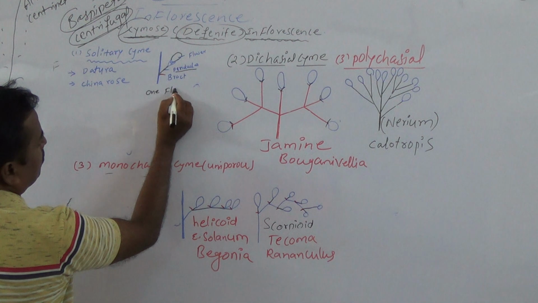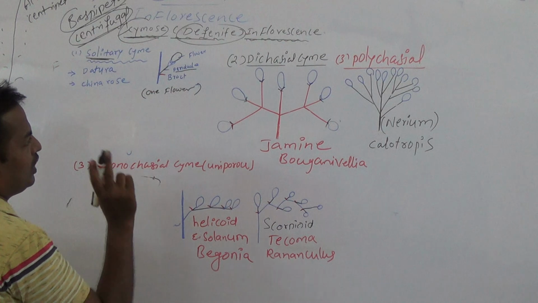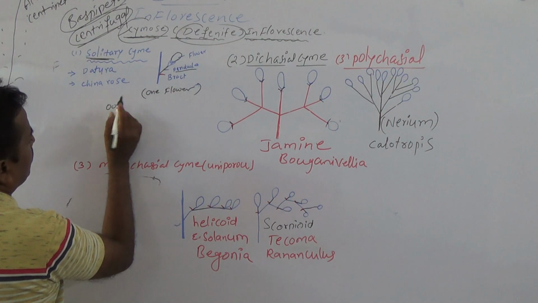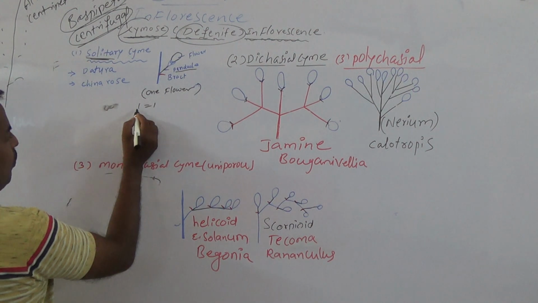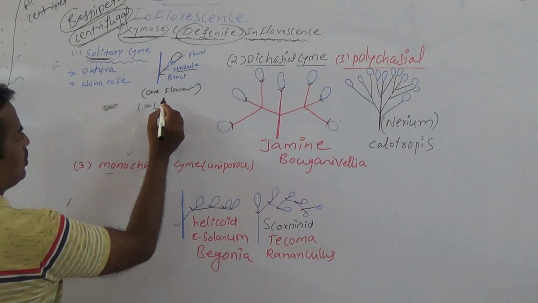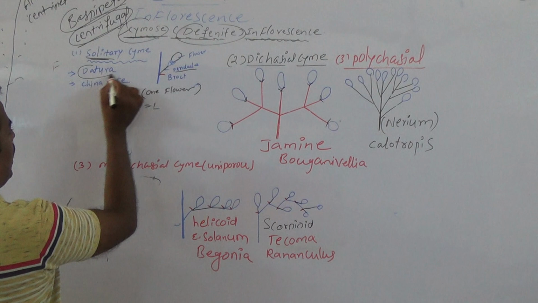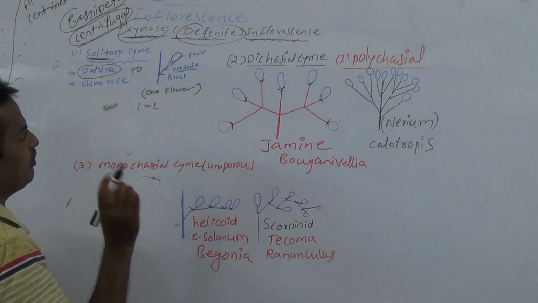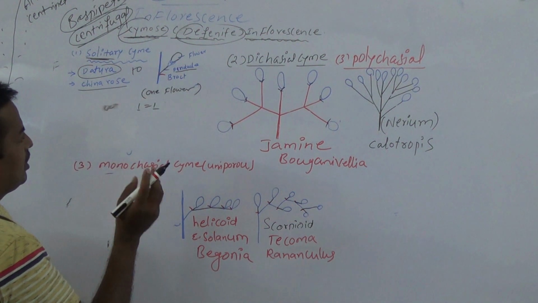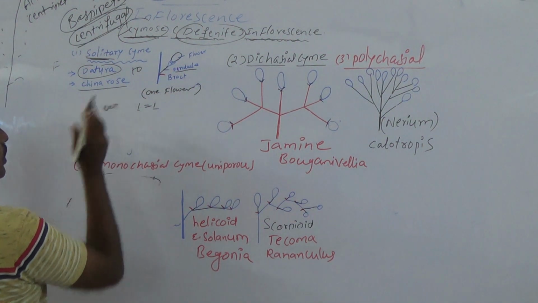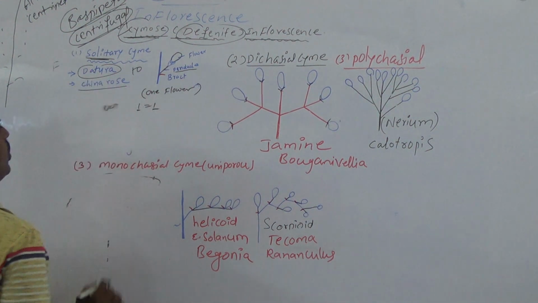Solitary means only one flower. One peduncle, one flower. Simple formula. That means one peduncle ends with only one flower. If datura has 10 peduncles, how many flowers are present? 10 flowers. If China rose has 20 peduncles, how many flowers? 20, because one peduncle, one flower. That is the formula of the solitary cyme.